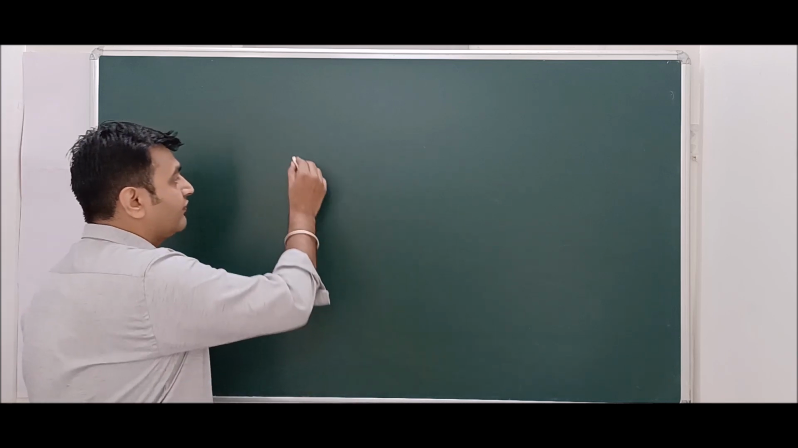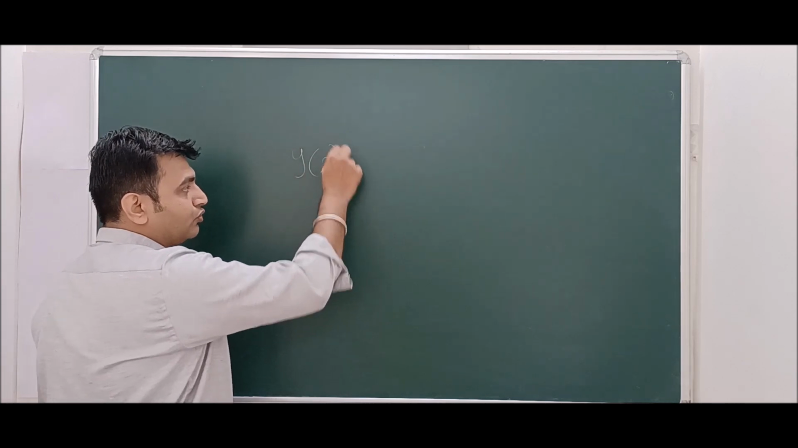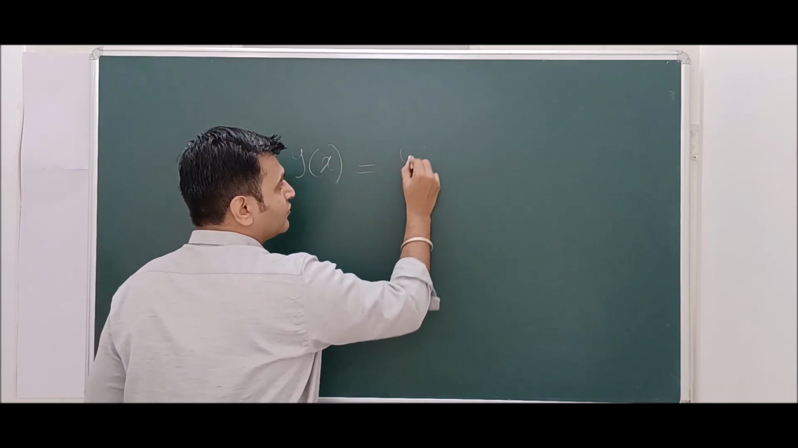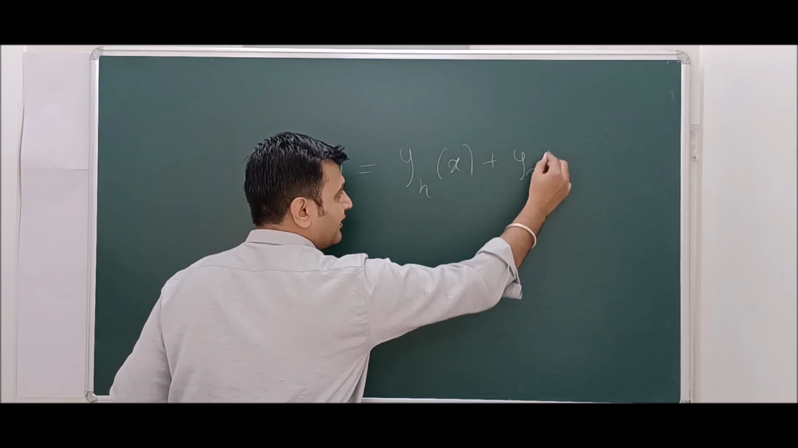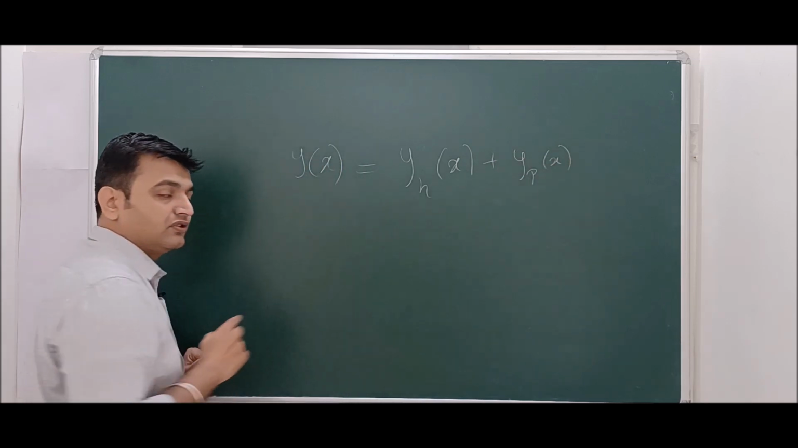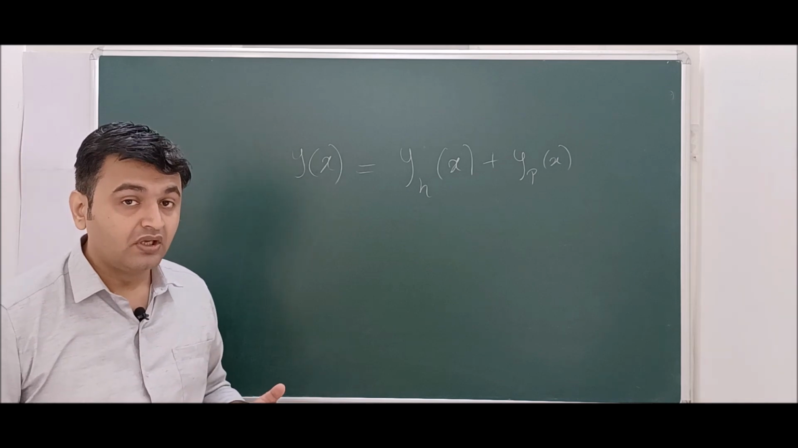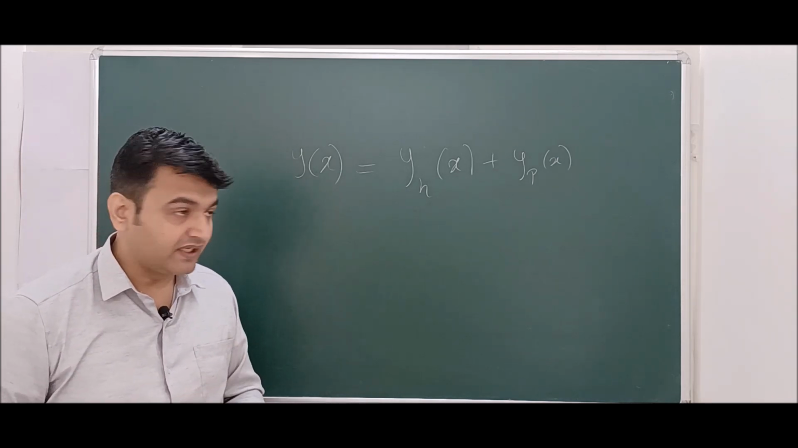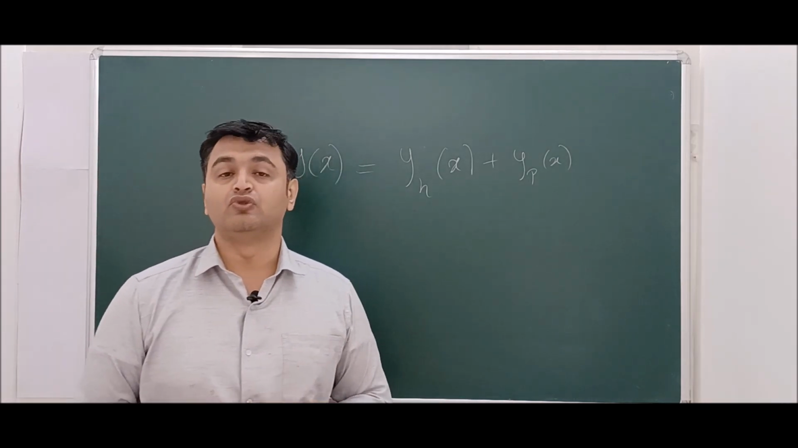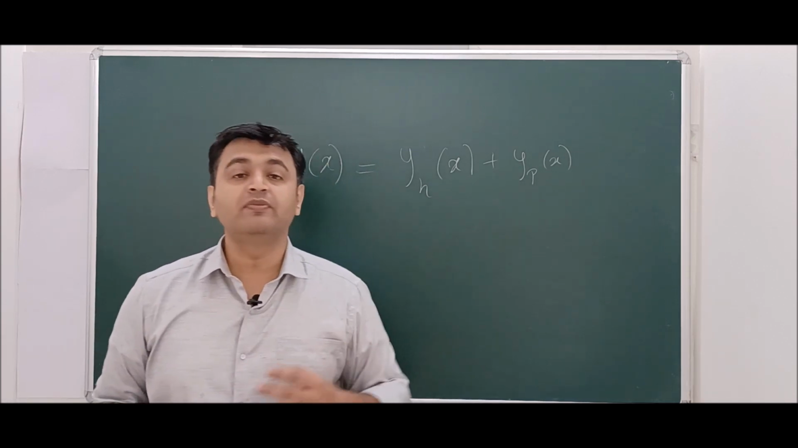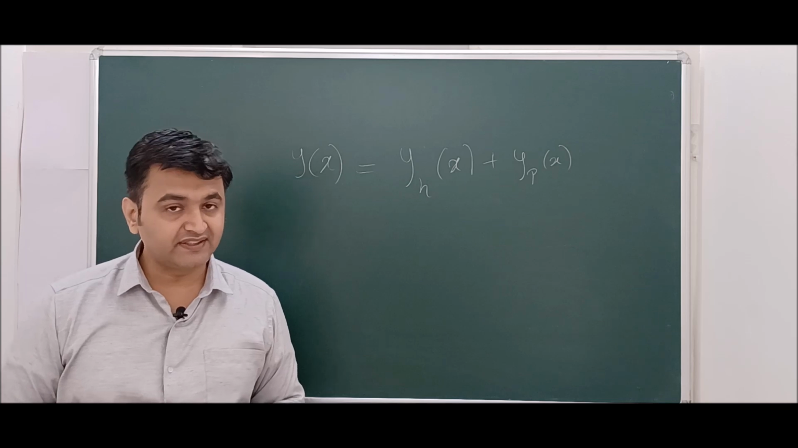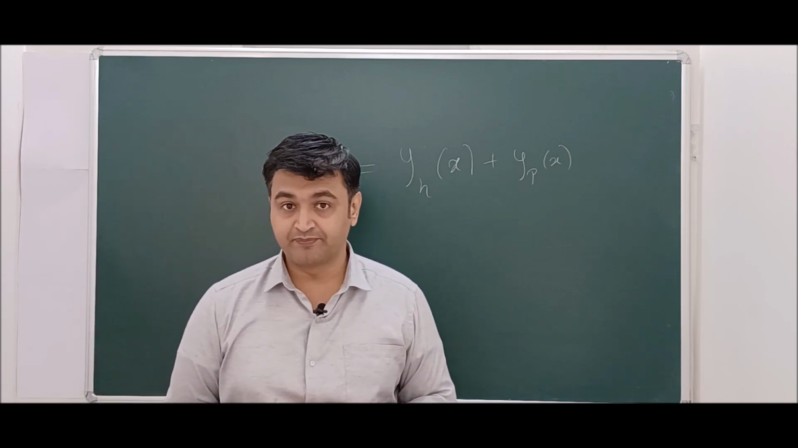we know that if y of x is any general solution, then how does y of x look? It is of the form yh of x plus yp of x, where yh of x is the general solution for the corresponding homogeneous part and yp is the particular solution. Now to find yp, we have seen two methods: method of undetermined coefficients and method of variation of parameters.